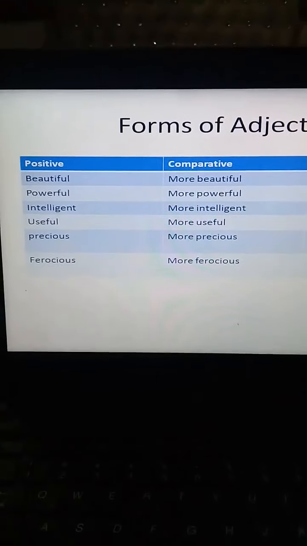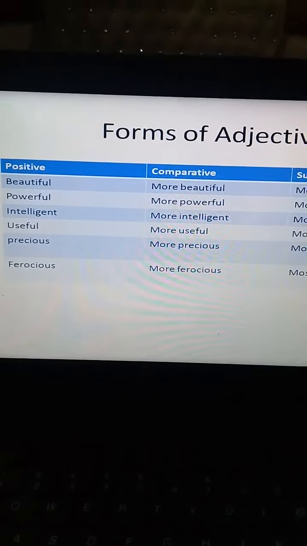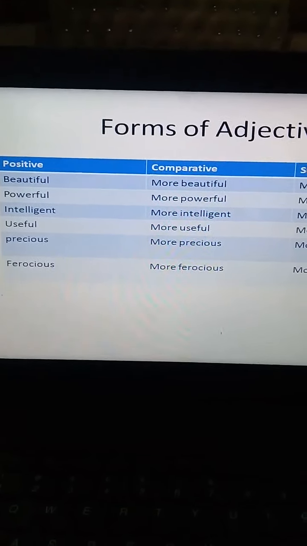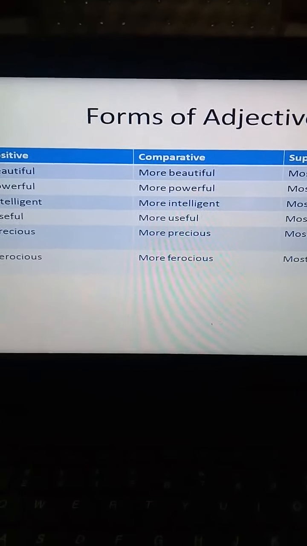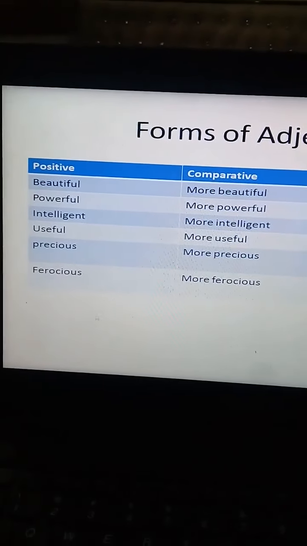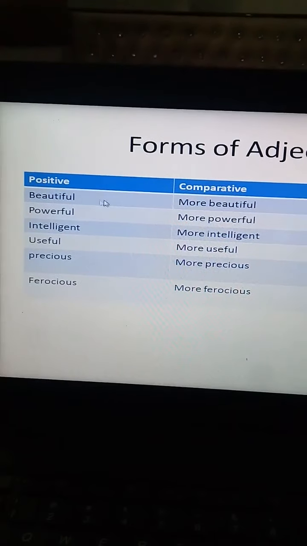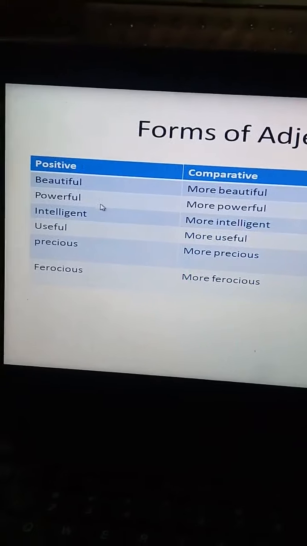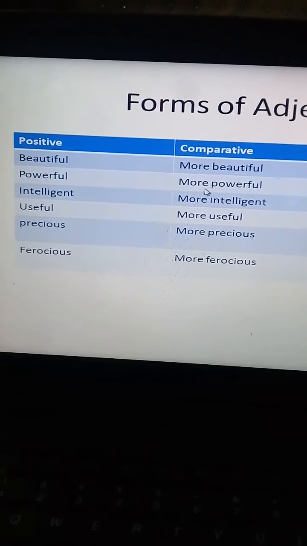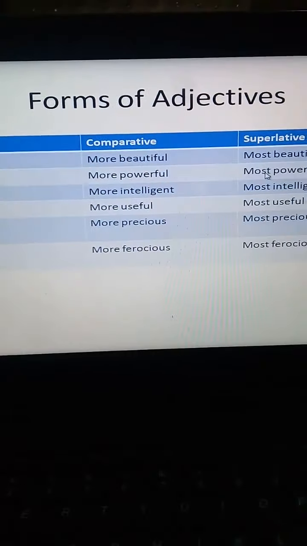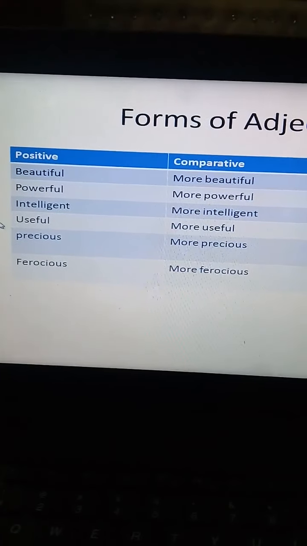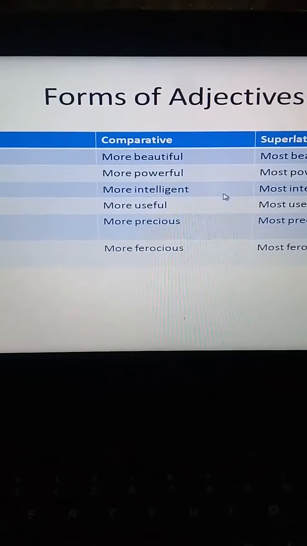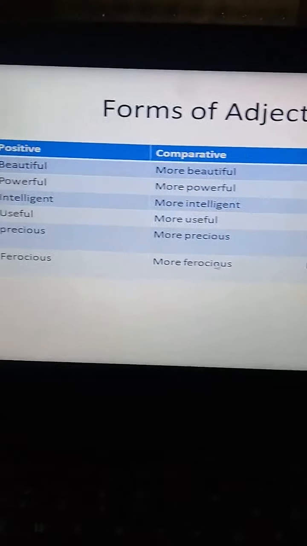In the next table, I'll show you some common adjectives that will be changed into comparative or superlative with more and most. Just look at this. The first one is beautiful. Beautiful is more beautiful in comparative and most beautiful in superlative. Powerful is more powerful in comparative and most powerful in superlative. Intelligent is more intelligent in comparative and most intelligent in superlative.